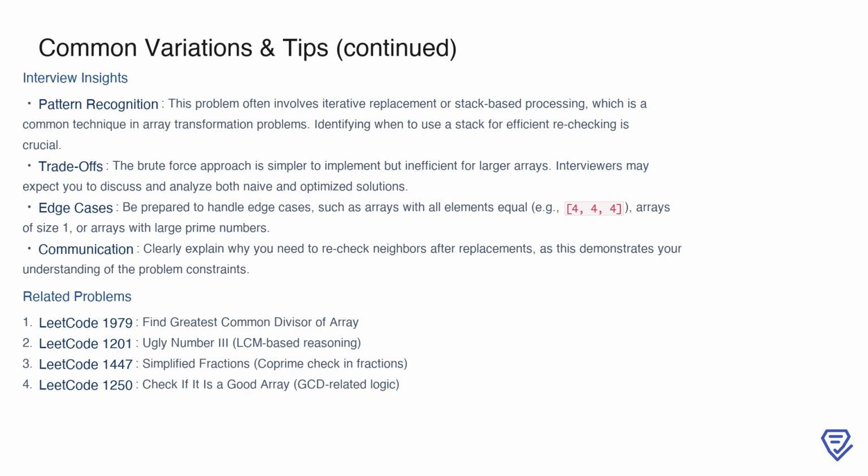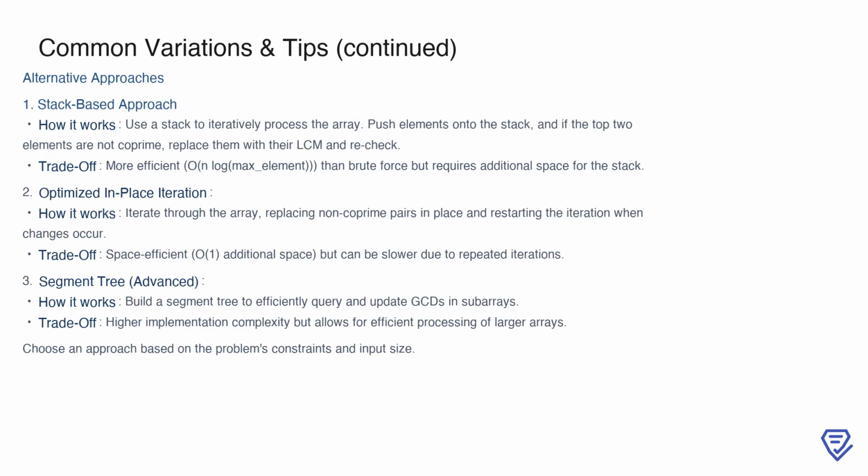There are several alternative approaches you can use to solve this problem, depending on the constraints and input size. A stack-based approach is one of the most efficient. Here, you iteratively process the array by pushing elements onto a stack. When the top two elements are not coprime, you replace them with their LCM and recheck. This method has a time complexity of O(n log max_element) and is faster than brute force, though it does require additional space for the stack.